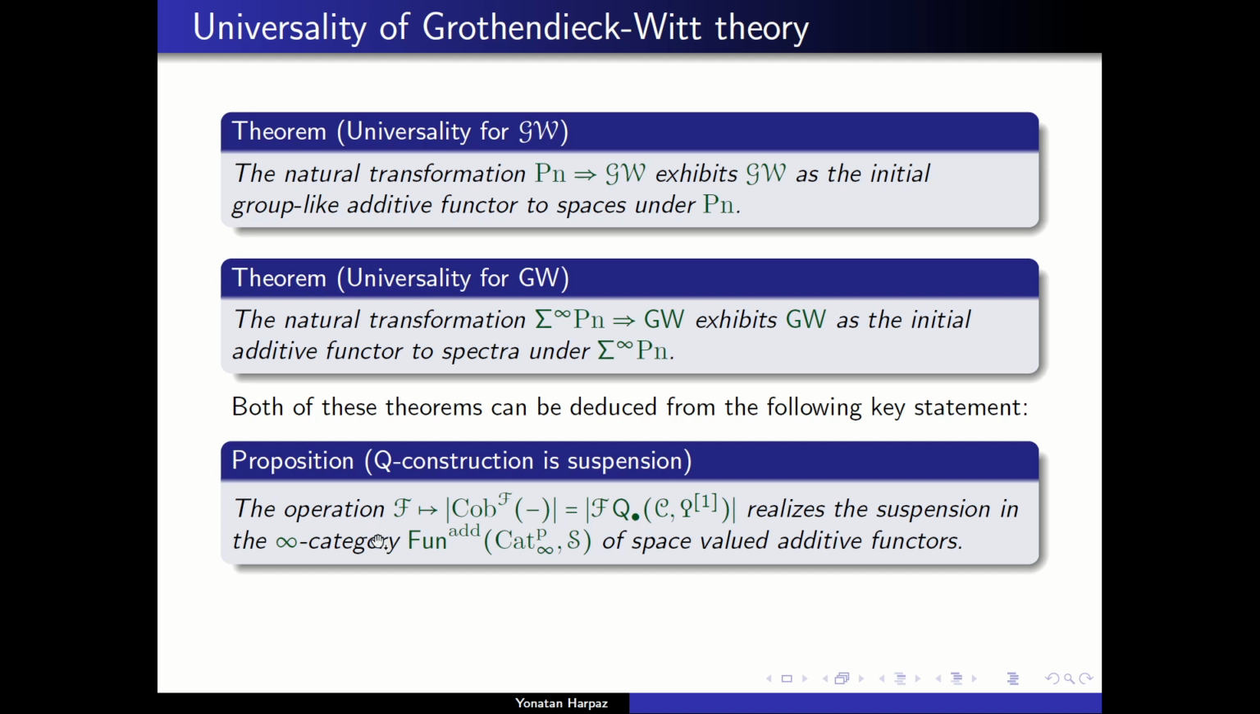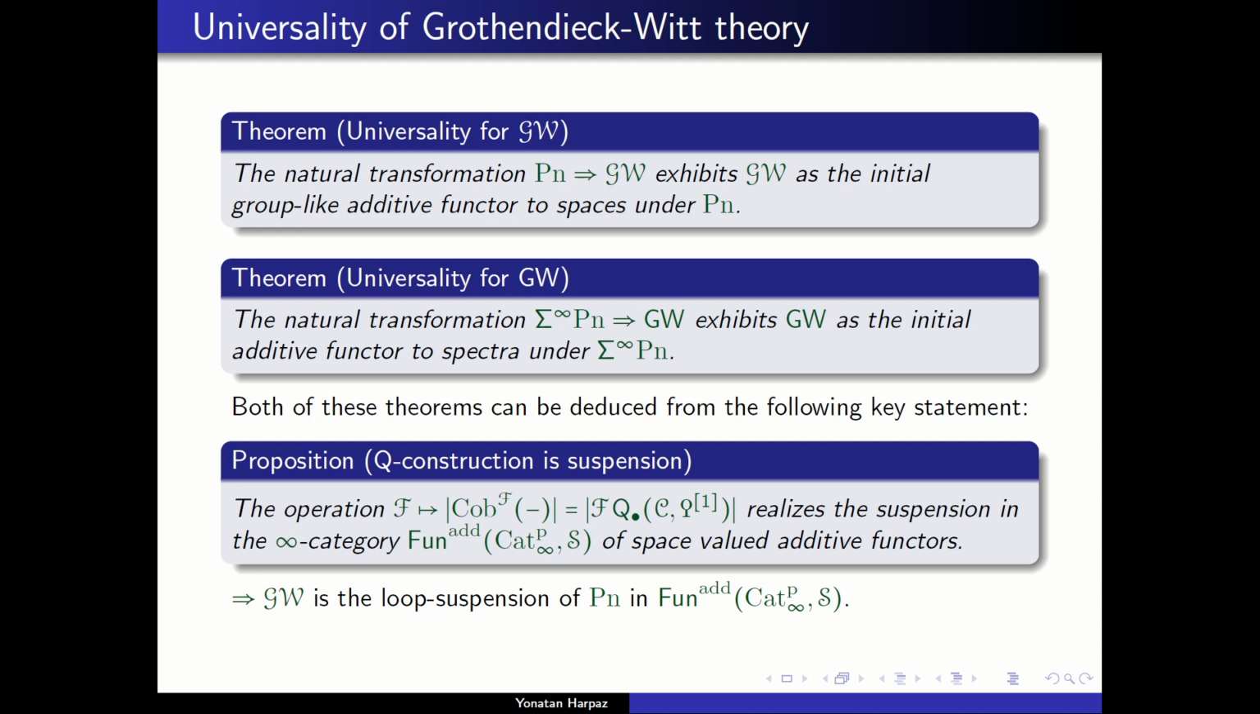So more precisely, the operation that sends F to the geometric realization of the F-based cobordism category, which can also be identified with the geometric realization of the simplicial space obtained by applying F to the Q construction, realizes the suspension in the infinity category of additive functors from Cat^p to spaces. And this means that we can identify the GW space as the loop suspension of Pn, and the map from Pn to GW is a canonical map from any object to the loop of its suspension.